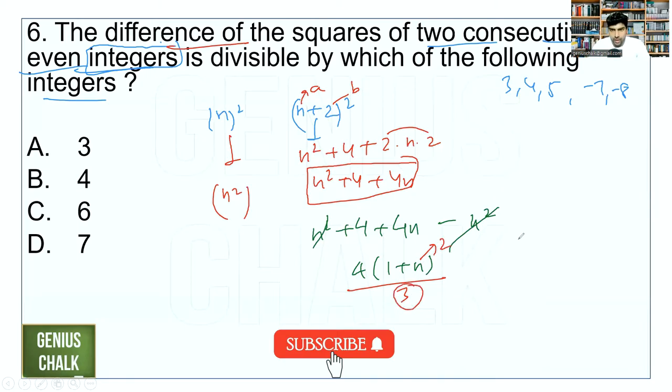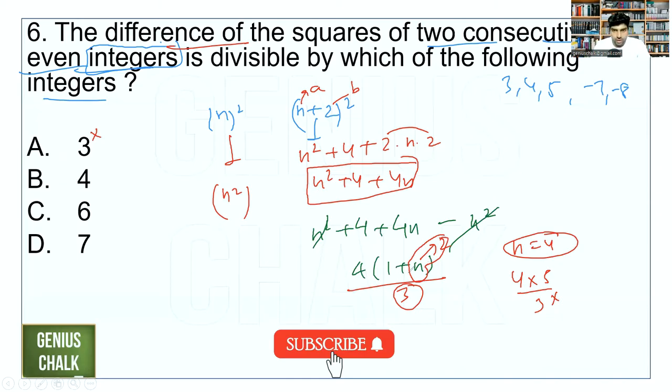But if I take n as 4, then it is 4 into 5 by 3. Again, it is not divisible. So 3 is not satisfying all the conditions. Although it seems it is satisfying, it must satisfy all the conditions. It is satisfying n with the value of 2, but it is not satisfying n with the value of 4.